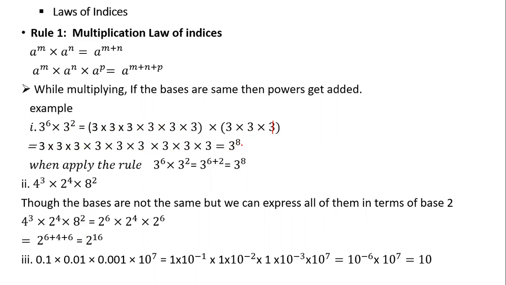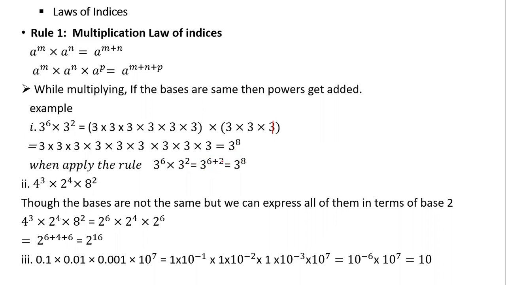Now, if you are going by the law here, or the rule here, we have 3 power 6 times 3 power 2. It's the same as 3 power... now, let's add the powers. So 6 plus 2. That's what you see here. So by adding 6 to 2, we have 3 power 8, which is the same as going by the normal way.